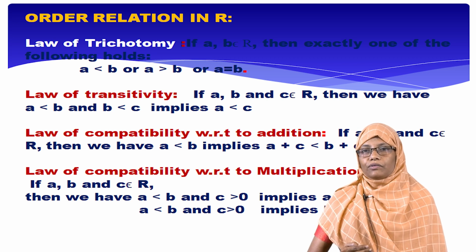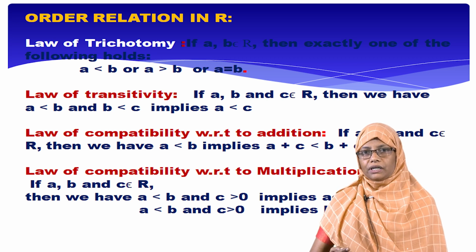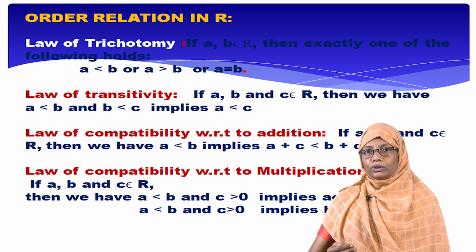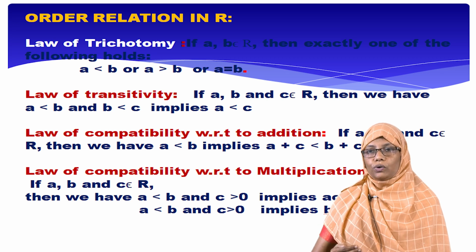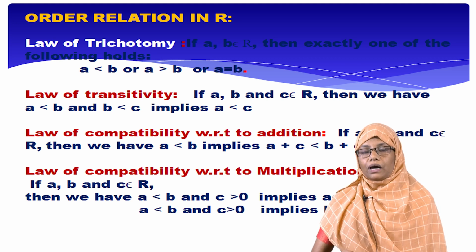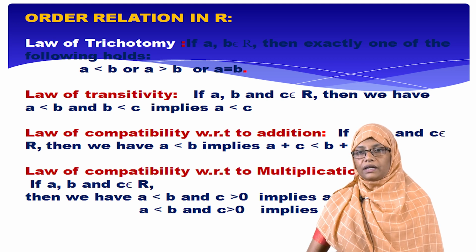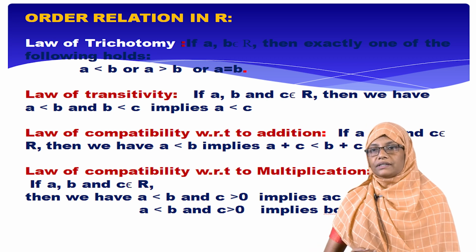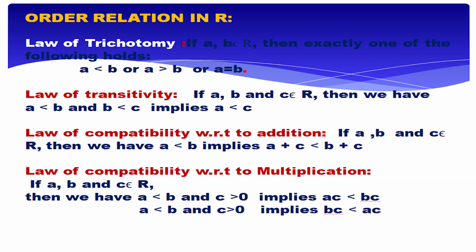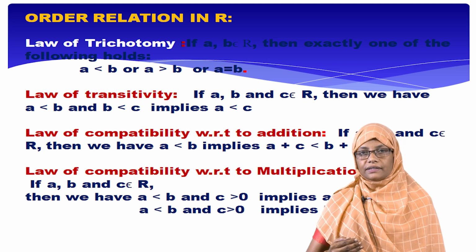Similarly, for the compatibility of addition, we have to follow the law of compatibility with respect to multiplication. If a, b and c belong to R, then a is less than b and c is greater than 0 implies a into c less than b into c. And a is less than b and c is less than 0 implies b into c is less than a into c.